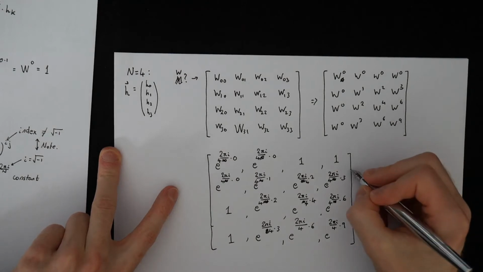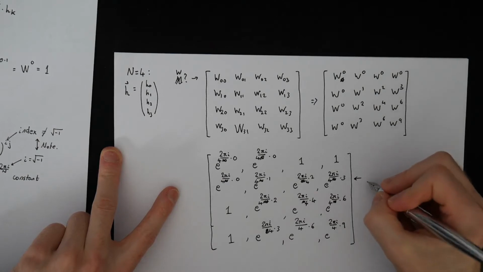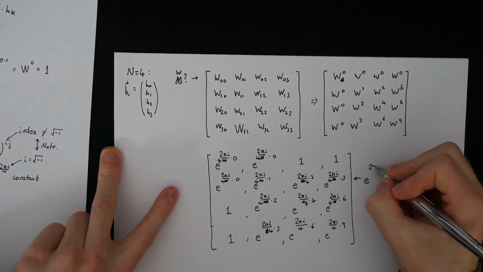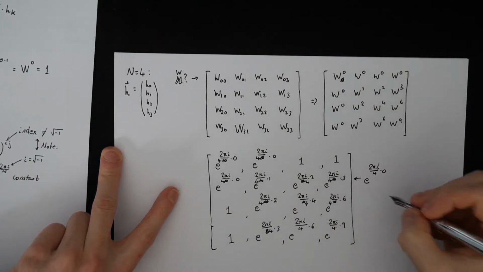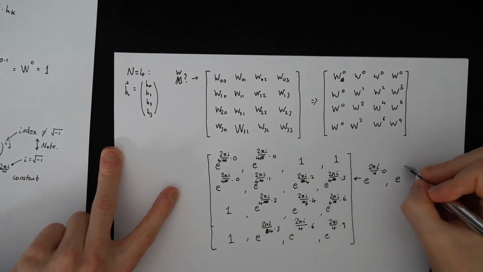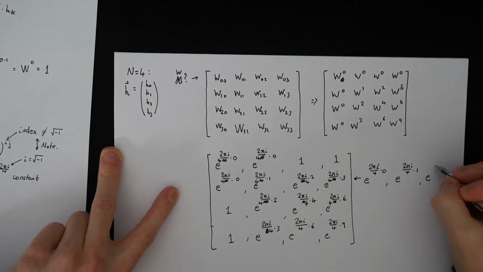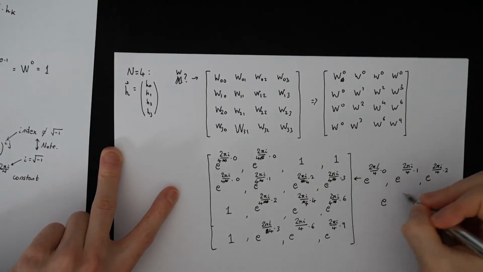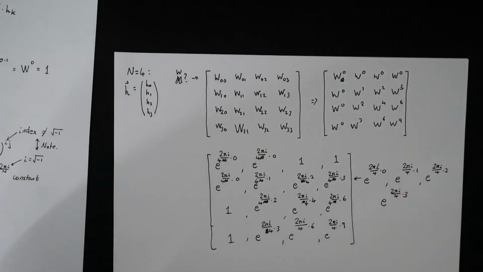Let's look at this row here. The sequence is like this. E to the 2 pi i over 4 times 0, which is just 1. E to the 2 pi i over 4 times 1. E to the, I'm going to run out of space, 2 pi i over 4 times 2. And then finally, e to the 2 pi i over 4 times 3. So this is why I was talking about this clock earlier.